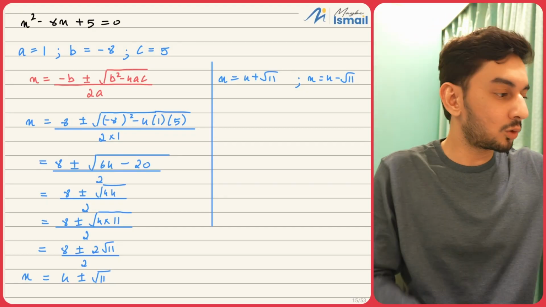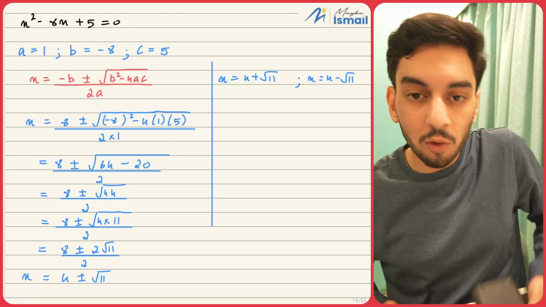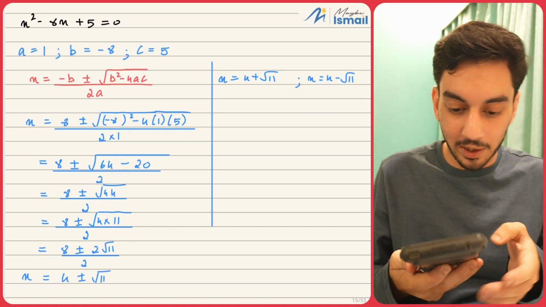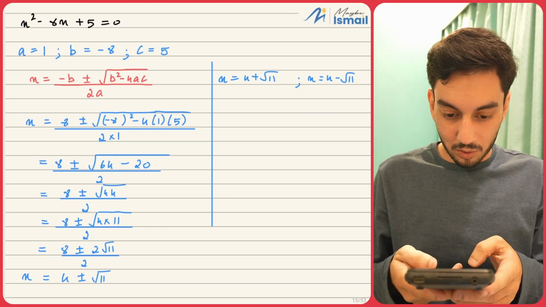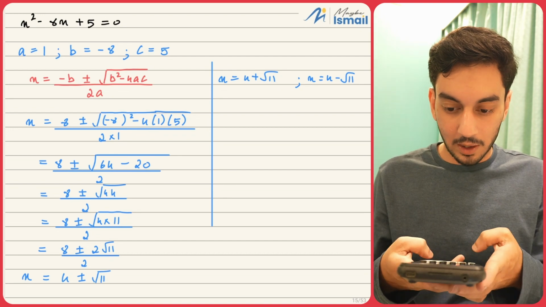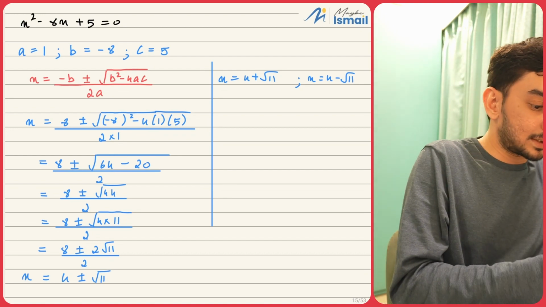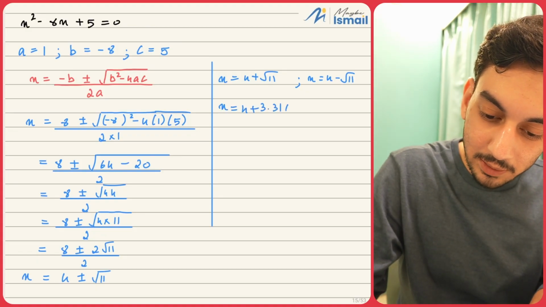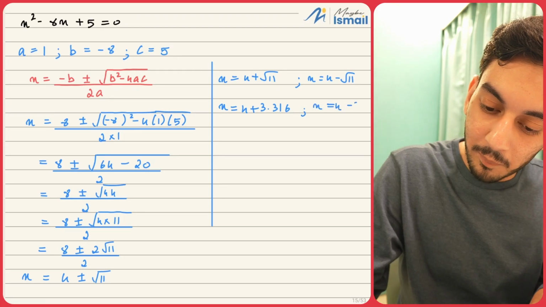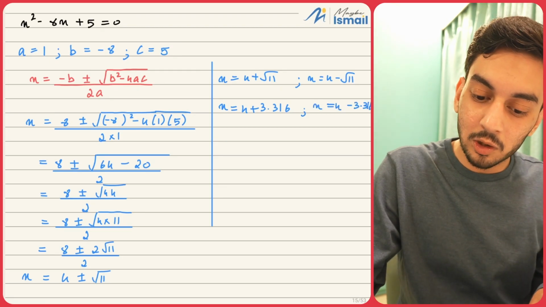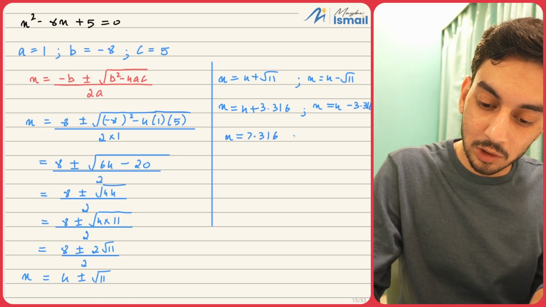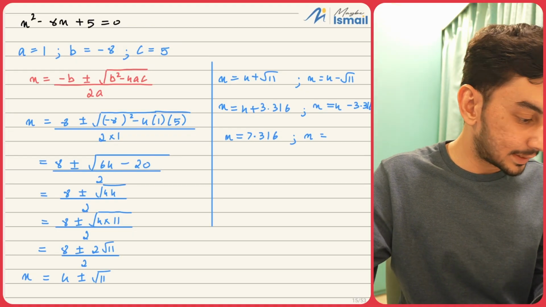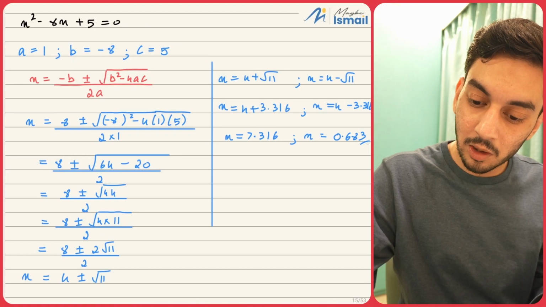Right now I don't have the table, so I'll just use my calculator to figure out the square root of 11. I have this calculator, the CG100 Casio. So square root of 11 is 3.316. So x is equal to 4 plus 3.316, or x is equal to 4 minus 3.316. So x is either 7.316 or x would be equal to 0.683. Those are the two values.